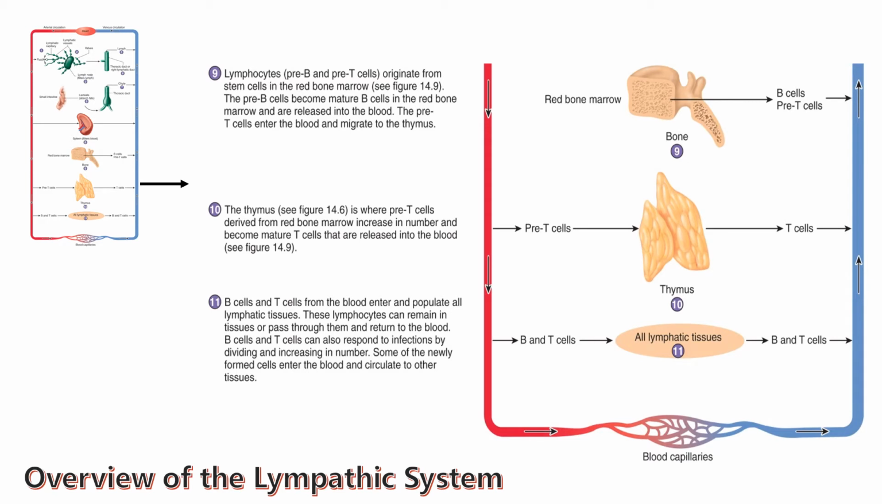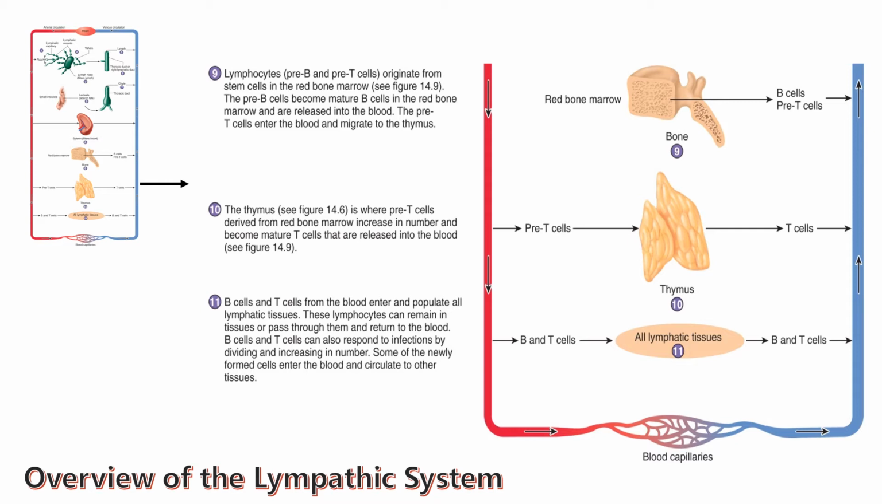This also illustrates two types of lymphocytes called the B cells and the T cells. B cells originate and mature in red bone marrow, while the pre-T cells are produced in red bone marrow and migrate to the thymus, where they mature to become T cells. B cells from the red marrow and T cells from the thymus circulate to and populate other lymphatic tissues.